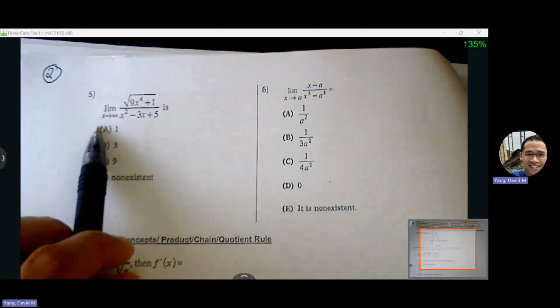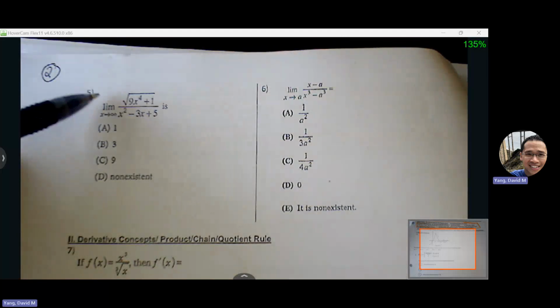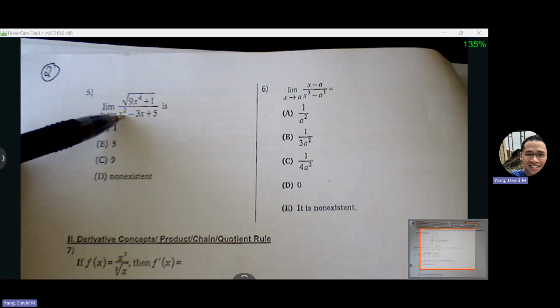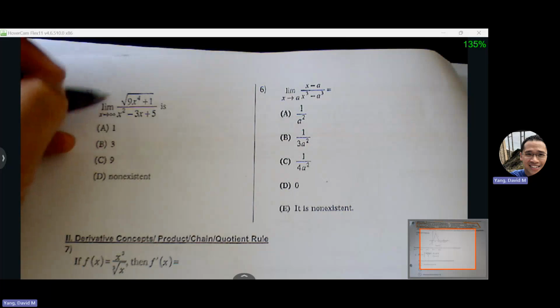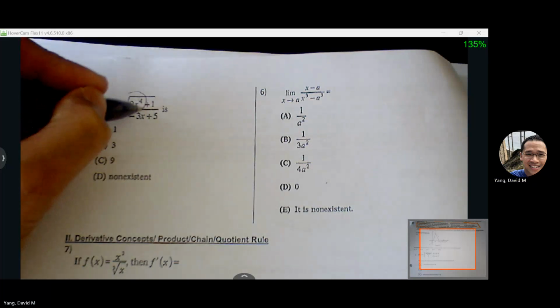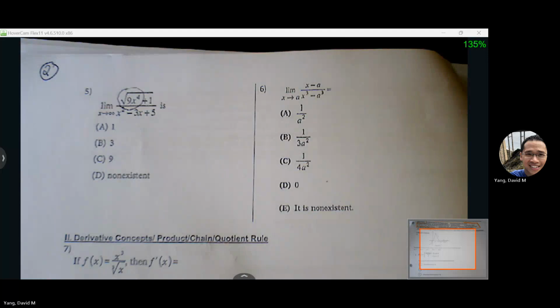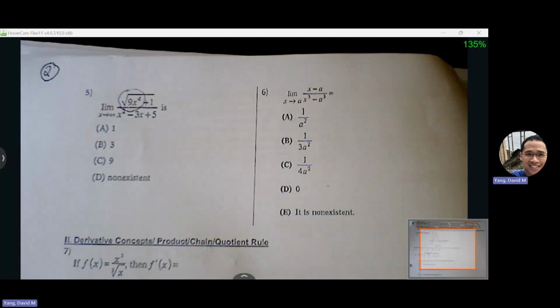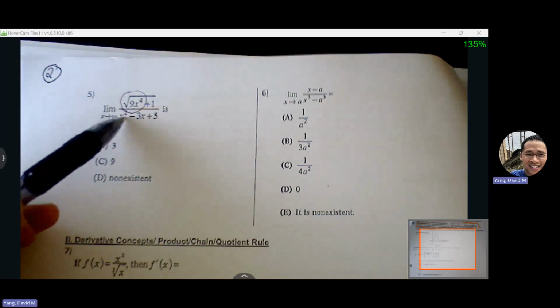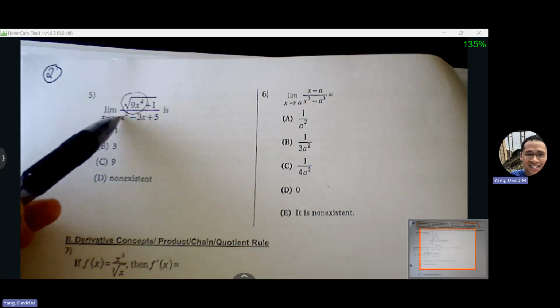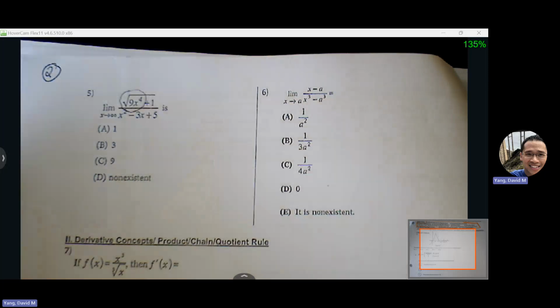So if we look at number 5 here, we're approaching infinity, and we're going to compare degrees. But overall, what's the degree of the numerator? What's the degree there? Is it degree 4? X squared, yeah. Square root of x to the 4th becomes x squared. So technically, these are sitting at the same level. So because of that, even though it looks like the numerator has a higher degree, overall the degrees are the same. So we just take the ratio of the coefficients.